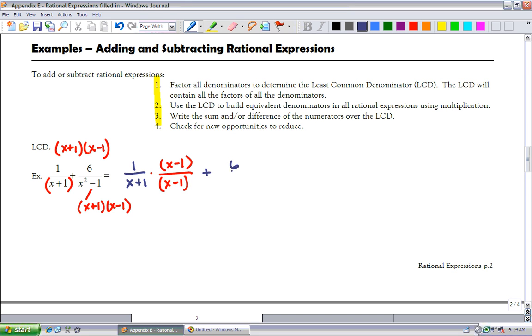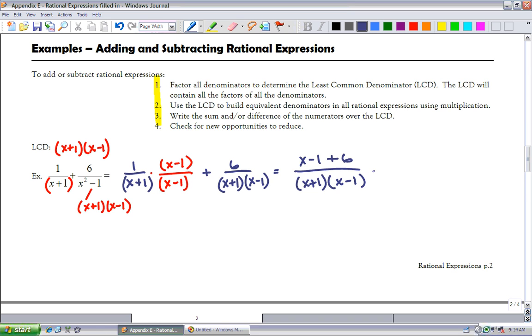Now our second rational expression already has an x plus 1 and an x minus 1 in the bottom, which is our least common denominator. So we don't have to touch that one. That one is good to go. Once we have our common denominator in both of these fractions, all we have to do is add the numerators. So really what we have here is x minus 1 plus 6 all over our common denominator. So we have to build our least common denominator and then add the tops.